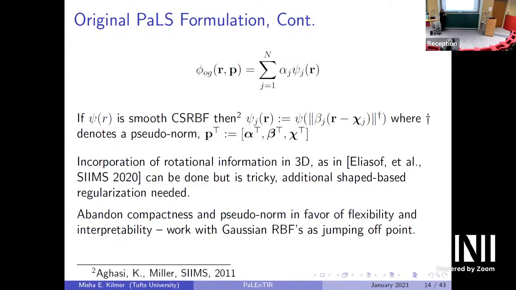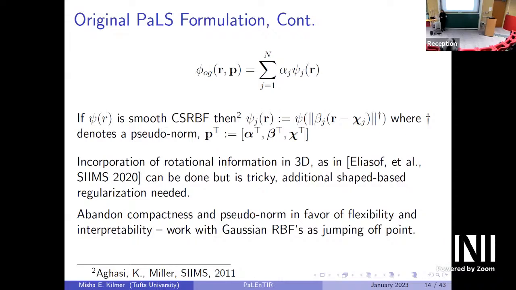So radial basis functions, or compactly supported radial basis functions, are really just bumps. They're round, so we cut them like this. The cross-section would be a circle. You might imagine that we want a little more flexibility, and there was some recent work that came out where they incorporated more rotational information in the 3D version of this. But it turns out it's a little bit tricky, and they still had to add additional regularization to get things to kind of go to the shapes that they were looking for.